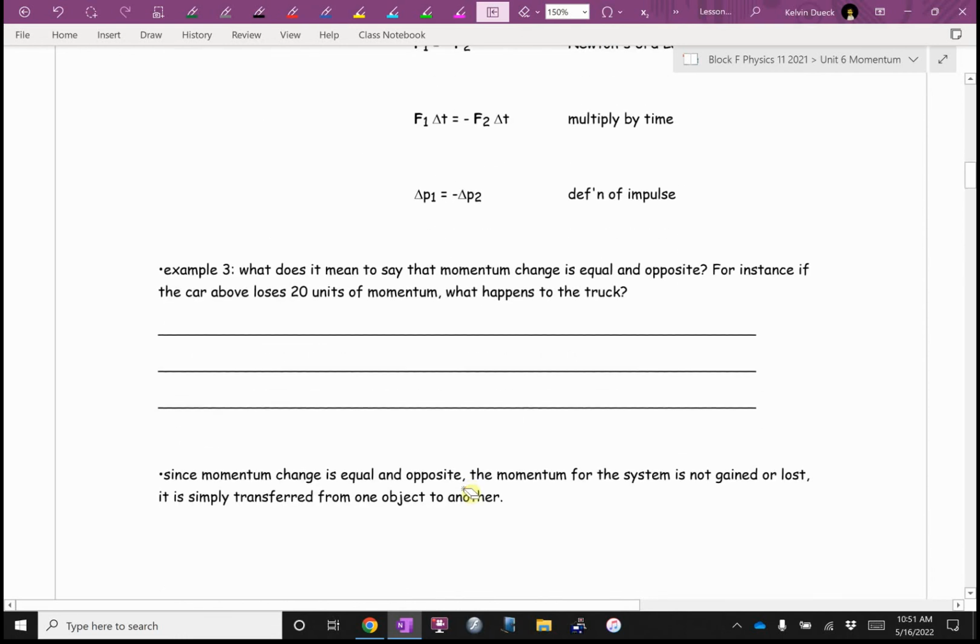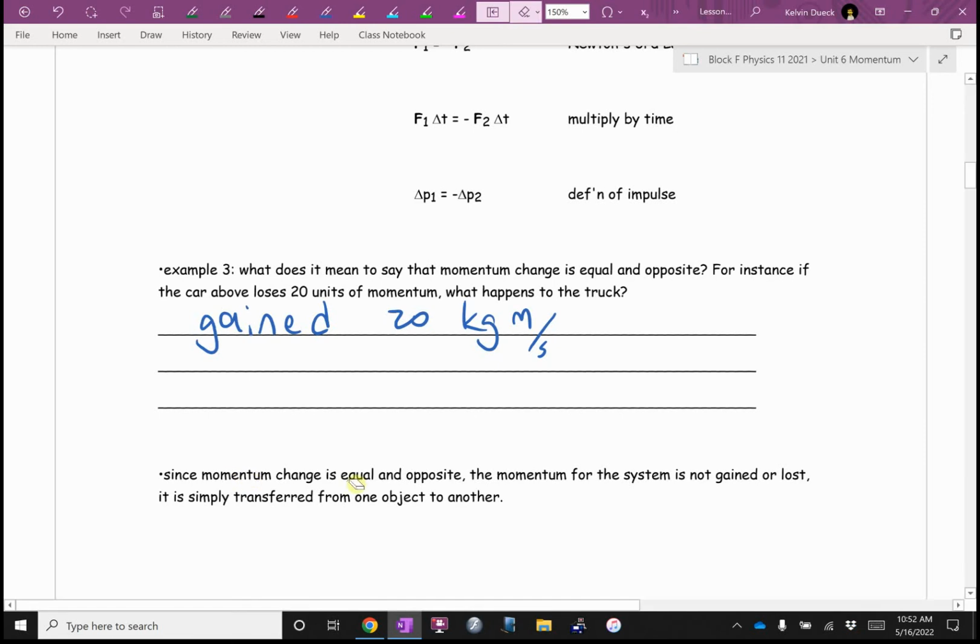So what does it mean to say that momentum change is equal but opposite? Suppose the car lost 20 units of momentum. What happened to the truck? Suppose the car lost 20 units of momentum, 20 kilogram meters per second. What happened to the truck? Can't have lost 20. It must have gained 20 so that the grand total stays the same. That's what impulses being equal and opposite means. That's what momentum being conserved means.